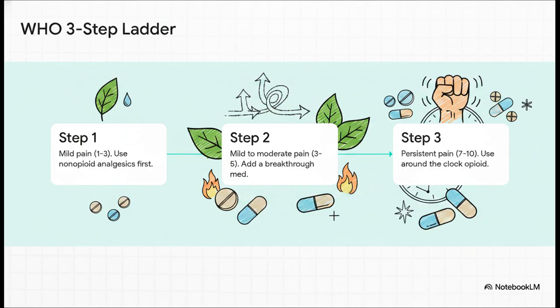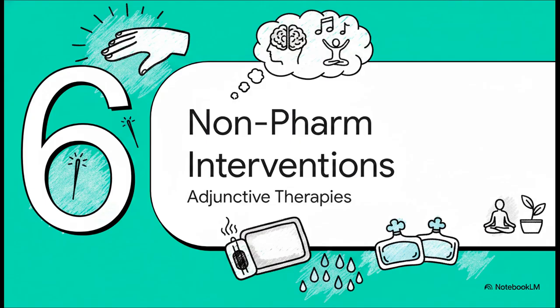Finally, Step 3. This is for persistent or worsening pain, scoring 7 to 10. At this top step, you consider an opioid around the clock using a controlled release formula. Plus, you use something for breakthrough pain, such as opioids with a shorter half-life. You really need to hammer home these specific pain scores, the baseline meds, and the breakthrough additions required at every single step. Bringing our clinical workflow to its final stage, Section 6, Non-Pharmacological Interventions.